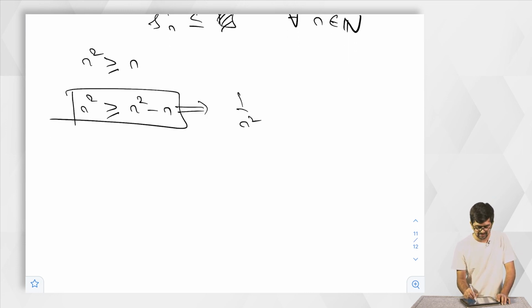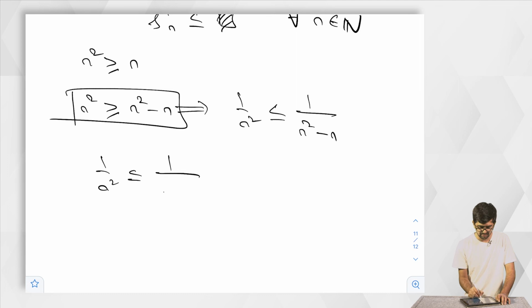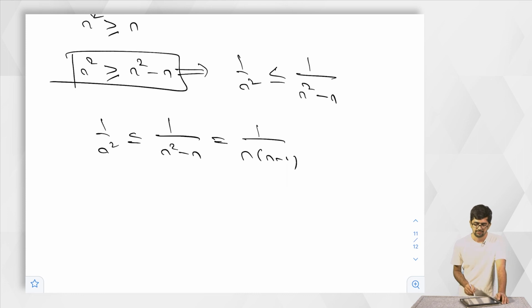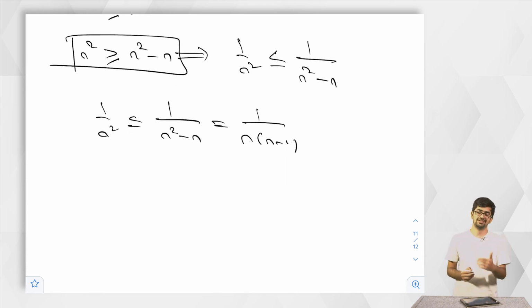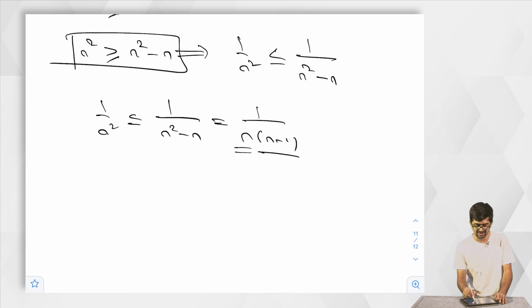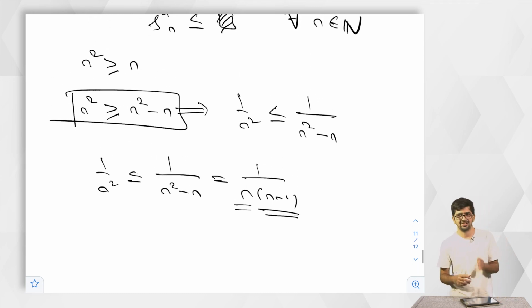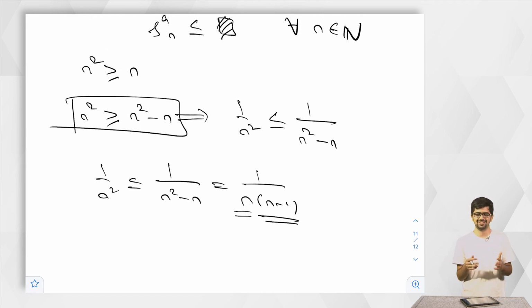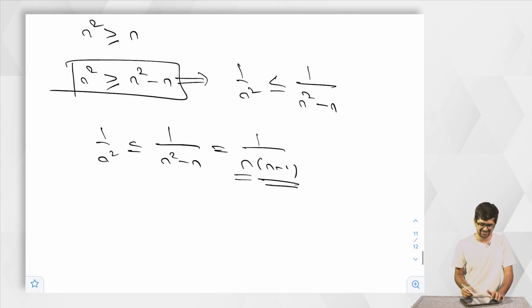This implies 1 by n square is less than or equal to 1 by n square minus n, and that is the same thing as 1 by n times n minus 1. See, 1 by n was not very useful for us. So now we are splitting into 2 parts, n times n minus 1, and these 2 combine to give this. So that is the reason why we are doing that. And we are hoping that taking 2 portions from divergent series combined is giving a convergent series. That was the idea. It may not work. We are not very sure about that, but let us try.